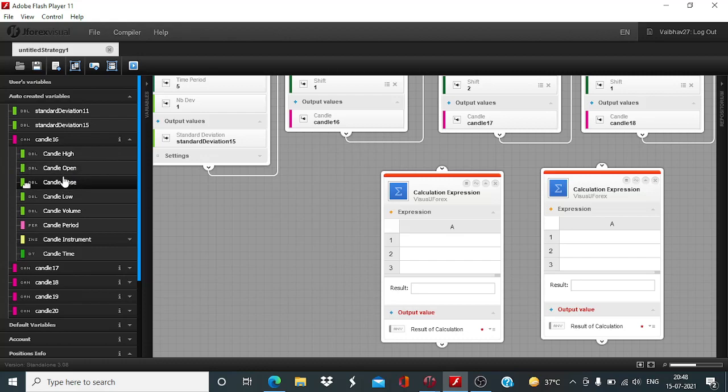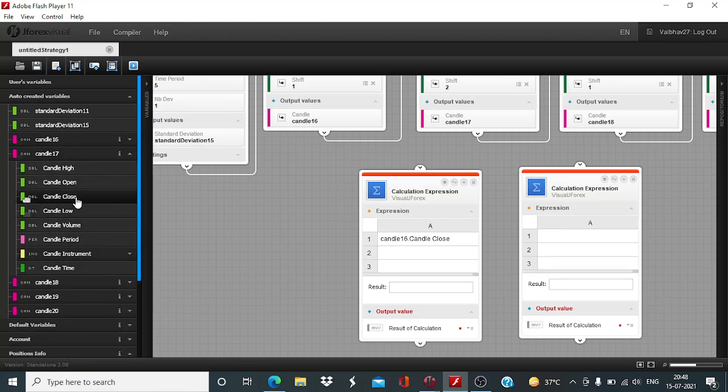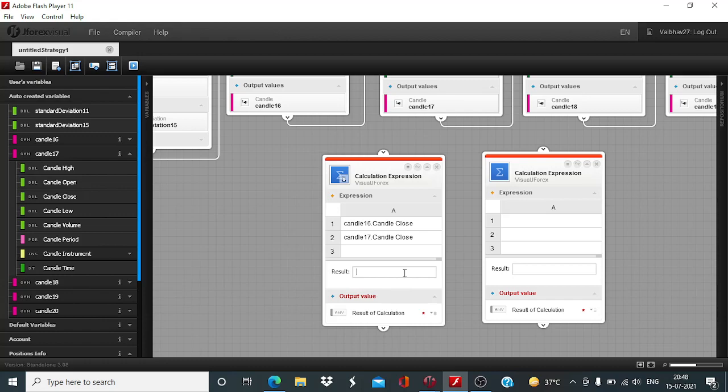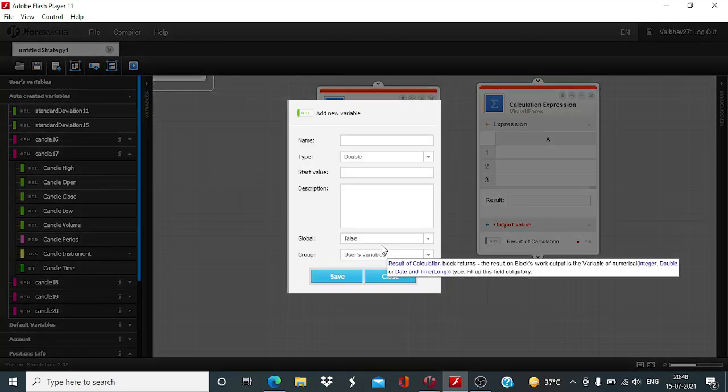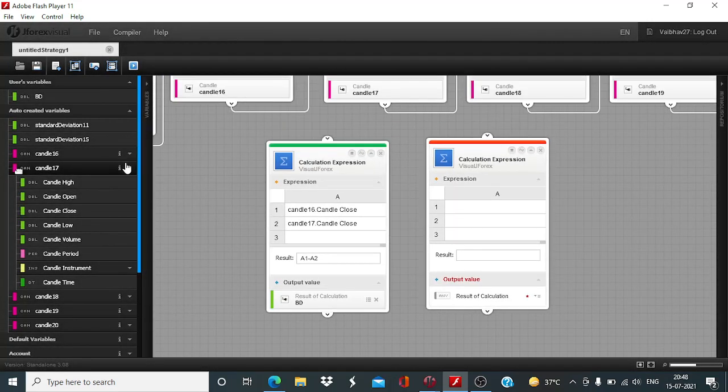Candle 16, candle close, candle 17, A1 minus A2 is going to be the buy difference, and for sale we will need the candle 16's close to be lower. So now we have to deduct the candle 16's candle close from candle 17 candle open.